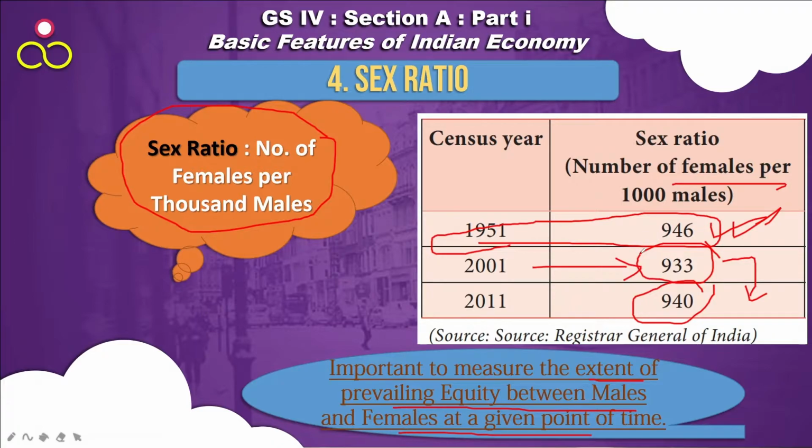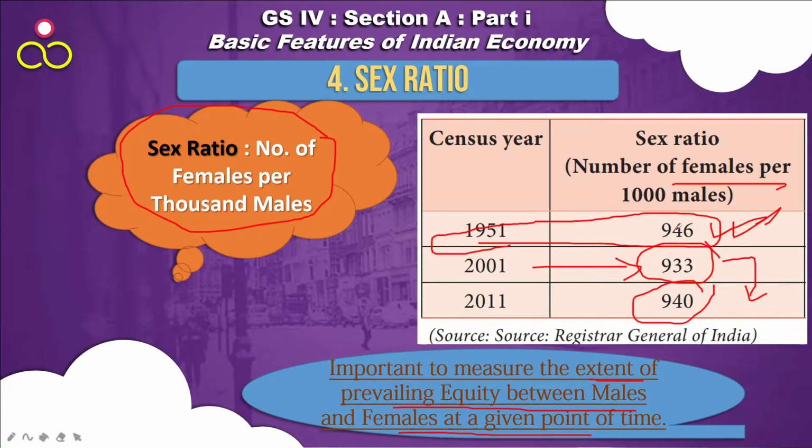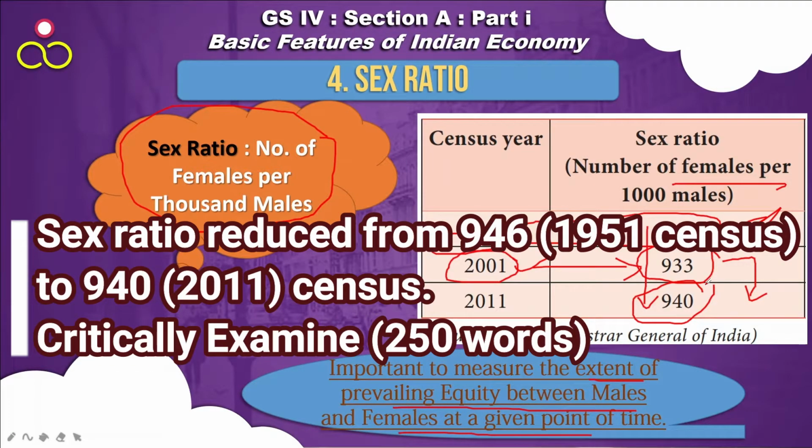So this makes up for a very good question in the mains also. Post independence, the sex ratio was 946, and in the 2011 census the sex ratio came down to 940. So what happened? Did the government intervention not work? If 2001 data is not given, you can just say it reduced. But only when you look at 2001 data, you can see it reduced in 2001, and post 2001 it started increasing. So what are the reasons for the reduction? What are the interventions or measures taken by the government? Those things can make a very good mains question. Why don't you write your views in the comment section below?